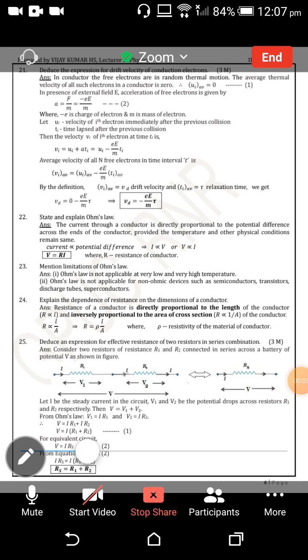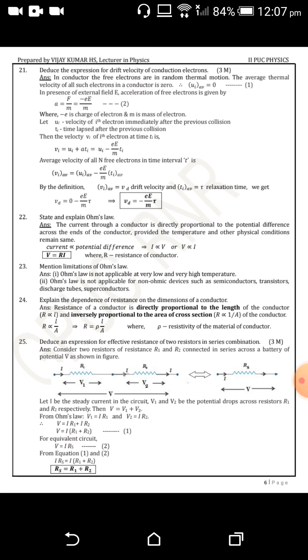The expression for effective resistance of two resistors in series combination and parallel combination. Okay, so till 24th question we have just gone through in the last class. So now we will start with 25th question.